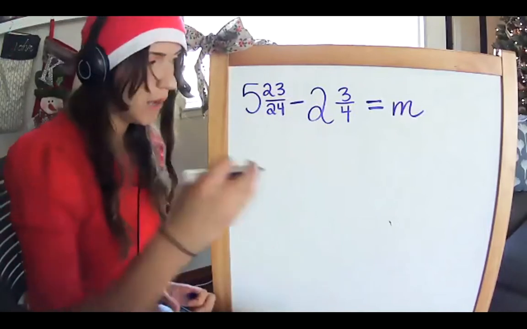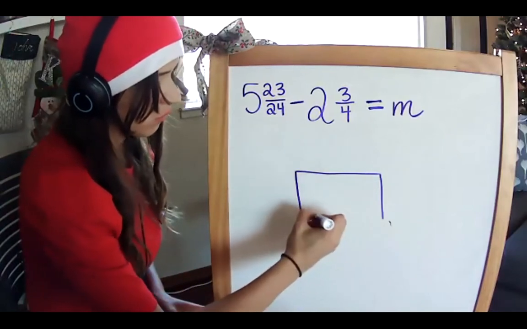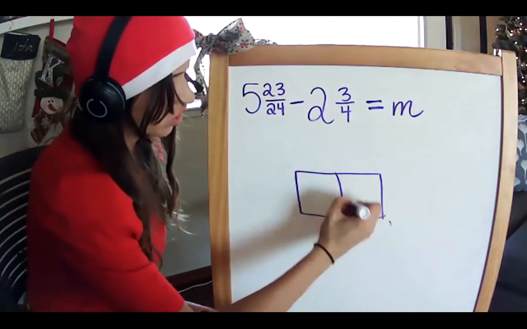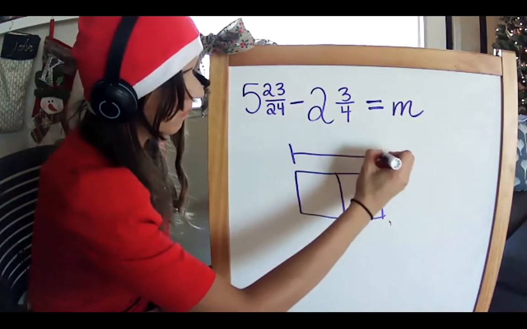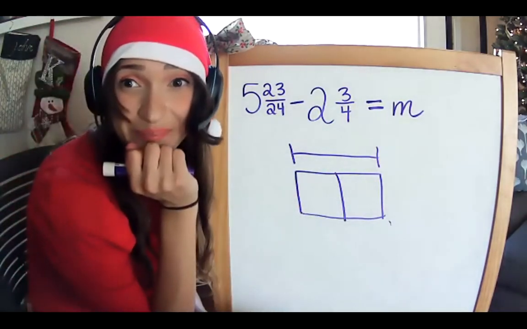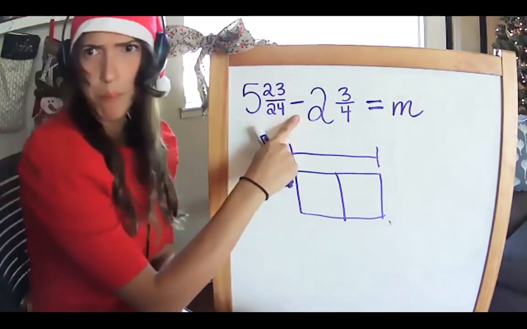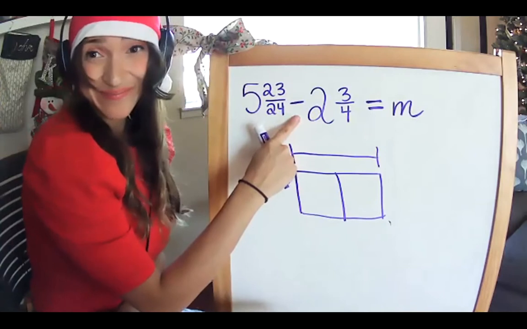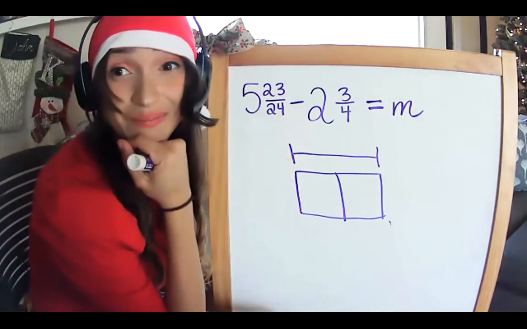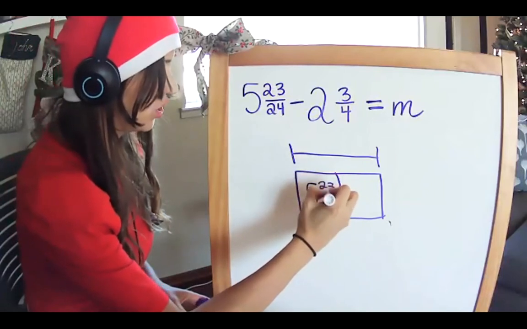There's only one dilemma. If I draw my box diagram, what operation did I say is the only operation that can be shown in a box diagram? Subtraction. Addition. But what do I have? Subtraction. So I can't just do this.